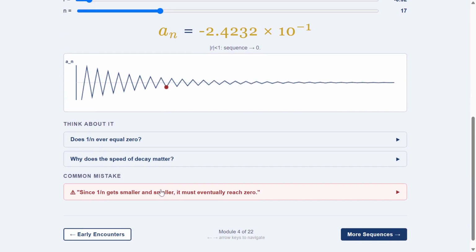Now, a common mistake is to say since 1 over n gets smaller and smaller, it must eventually reach 0. Try and think of an explanation as to why that's not true, and then click on this tab here to see an explanation of why saying that as 1 over n gets smaller and smaller, it must eventually reach 0 is not quite right.